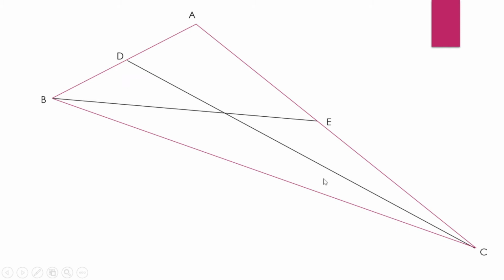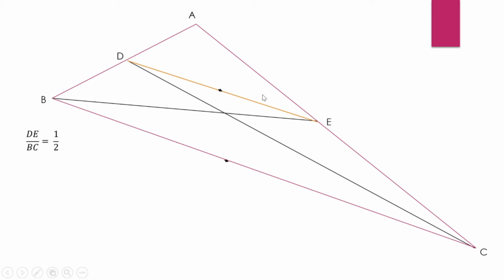That means this is the 2. This is 2 and this is 1. Means 2 out of 3 is this and this is 1/3. Now here let's join DE. As D and E are the midpoints of the two sides of a triangle, therefore the line joining these 2 points will be parallel to the third side, and it will be half of the third side, as per the midpoint theorem.